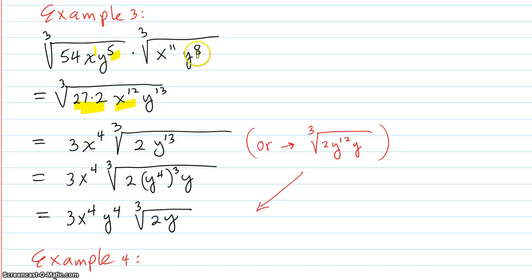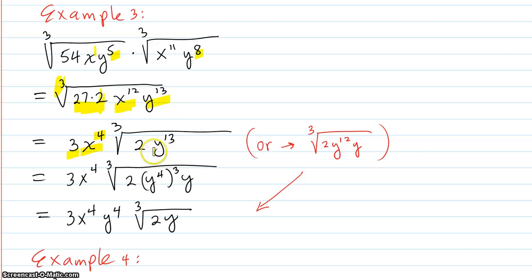y to the 5th times y to the 8th is y to the 13th. Okay, now I'm ready to simplify further. The cube root of 27 is 3. The cube root of x to the 12th is x to the 4th, because again, you can view this as a 1/3 power. 1/3 times 12 is 4. Okay, with the 2 left in, and now you have the y to the 13th.